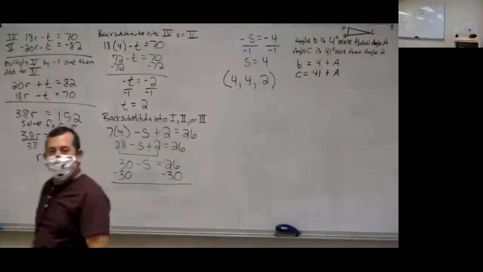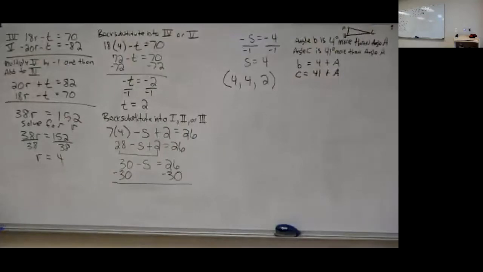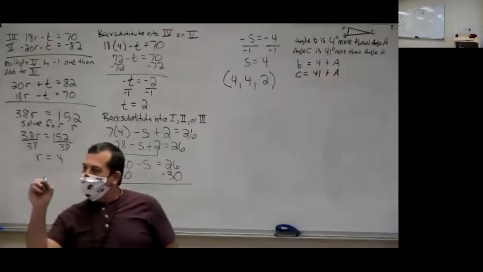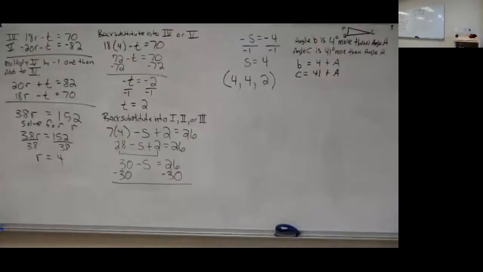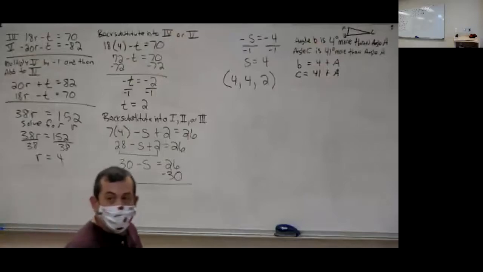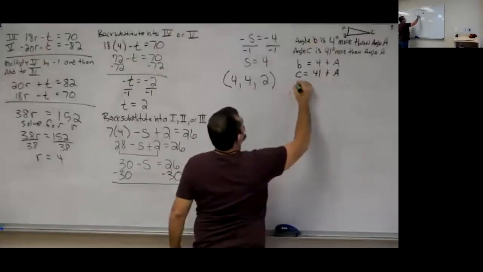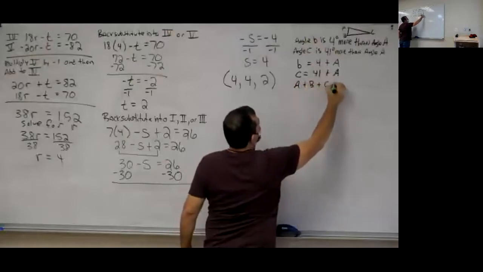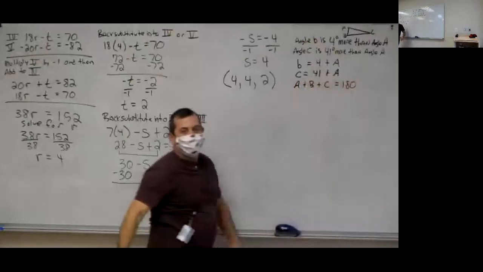I need another equation. So this is going to go back to what do y'all know about the 3 angles of a triangle? They equal something. 180. Remember? If you have a right triangle, that'd be 90, and then whatever the other 2 angles. But the 3 angles in that triangle will equal 180. So A plus B plus C equals 180.